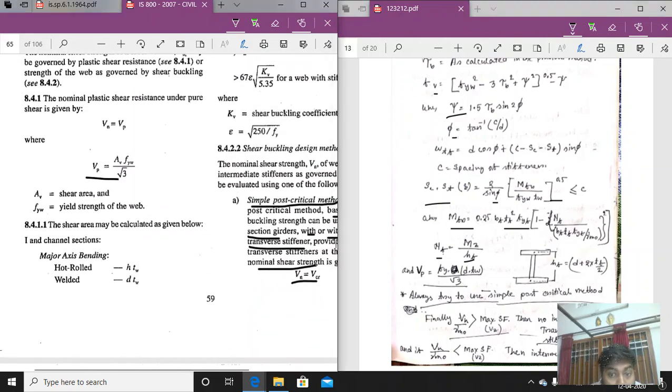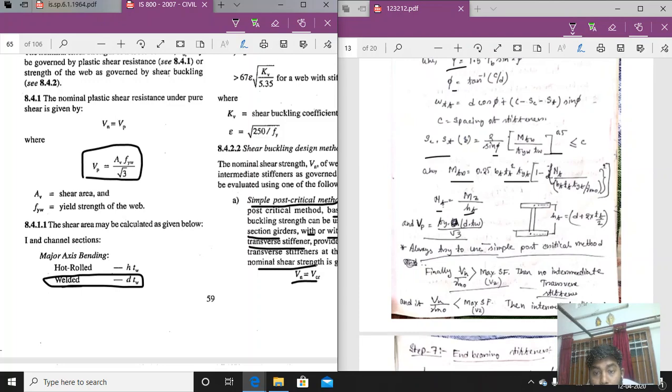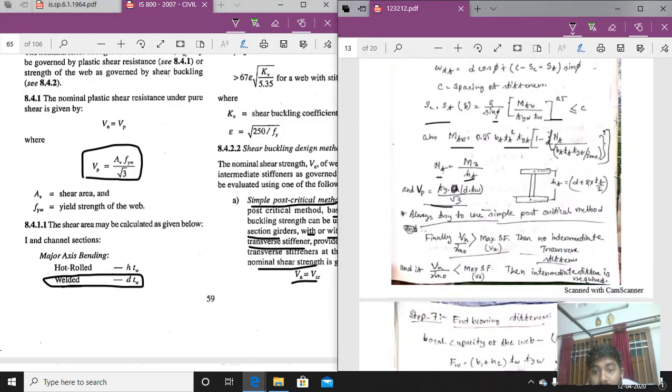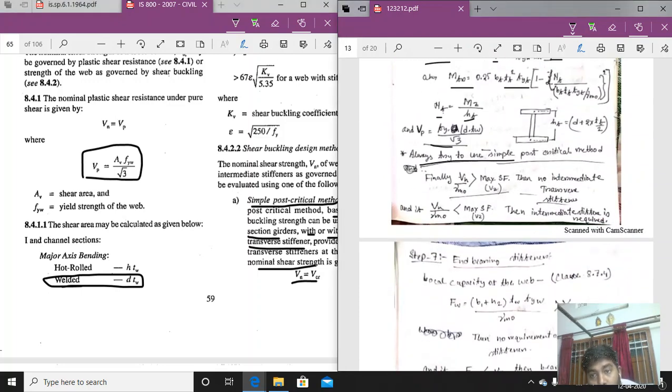Vp is equal to, as per clause number 8.4.1, AV into FyW by root 3. I have told you what AV is: for a welded section, D by TW. Also, because we are determining the shear capacity of the web, the D by TW value will be required. So from here the Vp is calculated. I have mentioned here also, always try to use the simple post critical method.